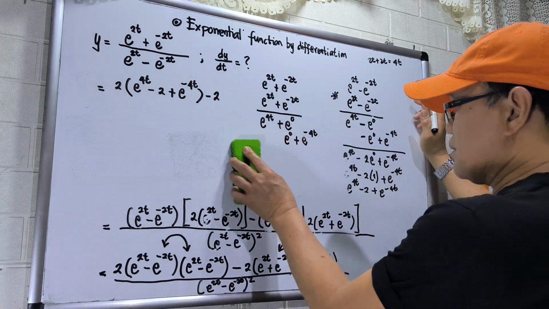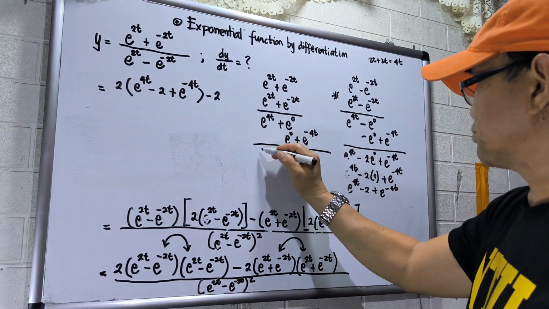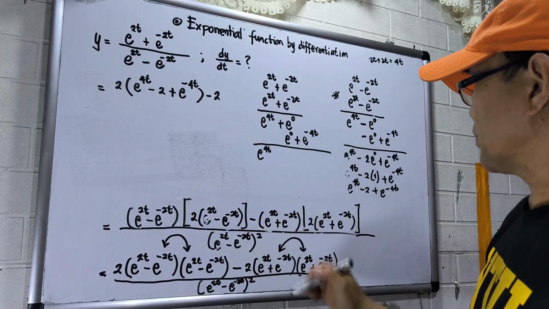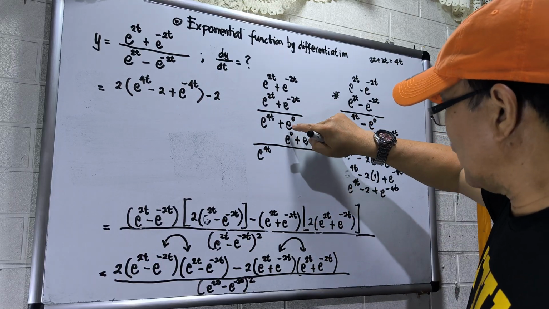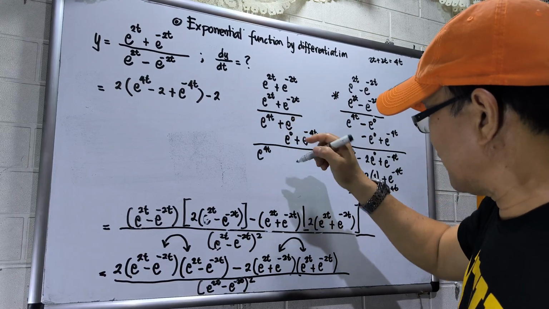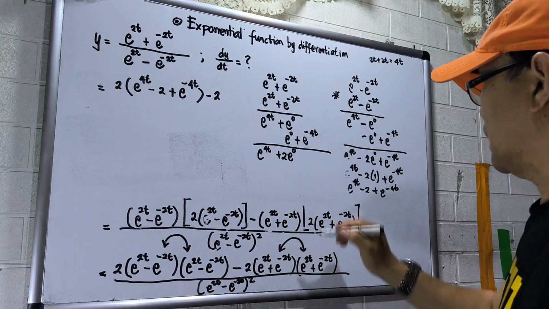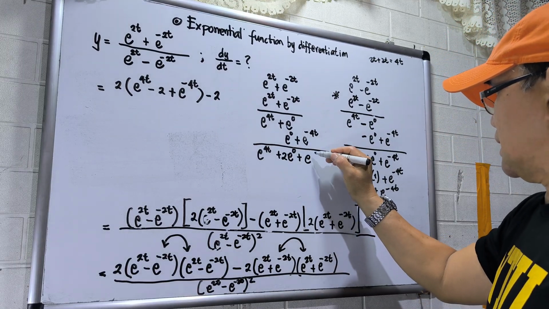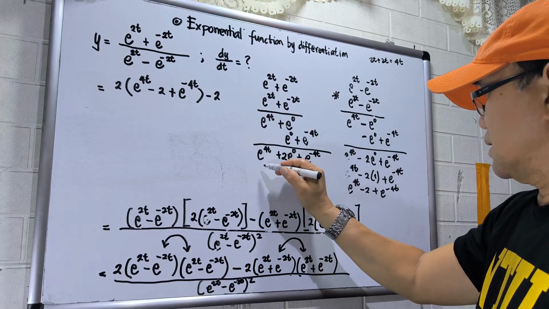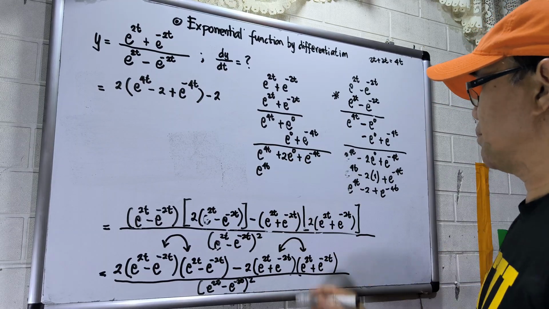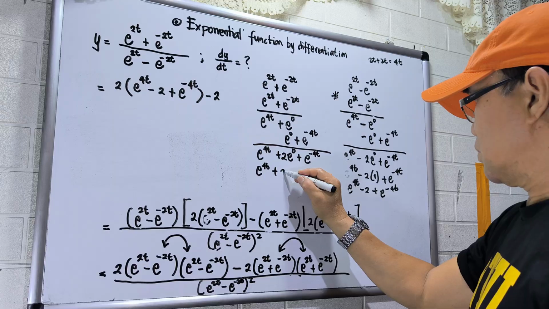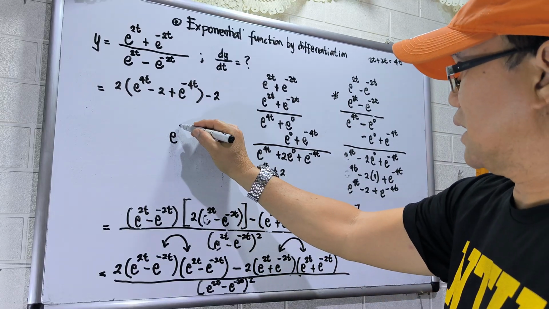Okay, allow me to erase this one. So, bring down e to the 4t. 1, this will be 1. So, 1, 1, this will be plus 2. Then, e to the 0. Then, plus e to the negative 4t. So, e to the 4t plus 2. Take note, e.